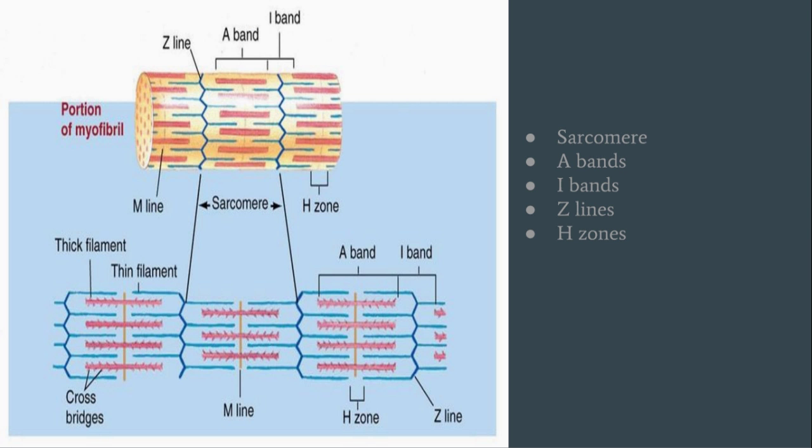Sarcomeres are a unit of A and I bands. A bands are thick dark lines that contain myosin filaments. I bands are light lines of striated muscle fibers. Z lines are dark bands across a striated muscle fiber, and H zones are a narrow and less dense area of myosin filaments.